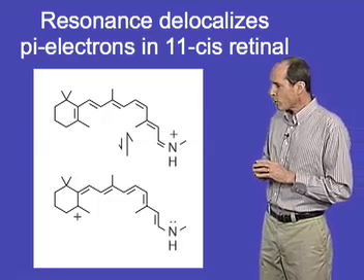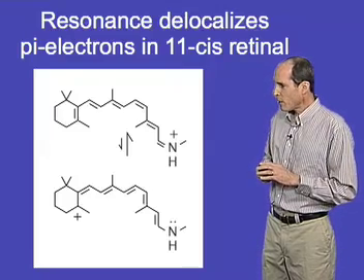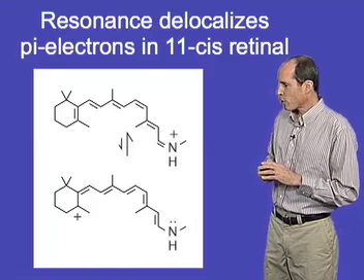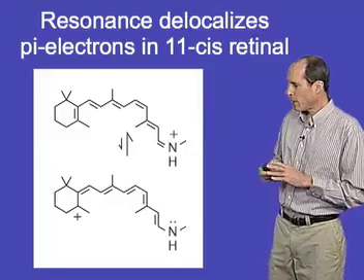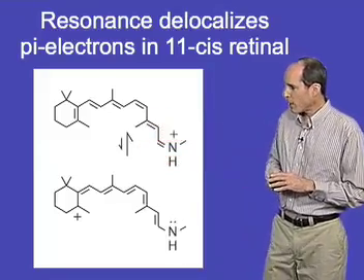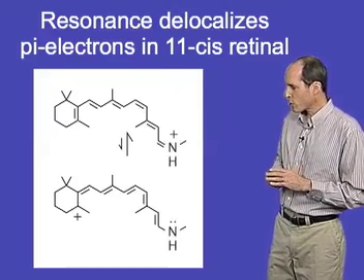The critical point with respect to spectral tuning is that the degree of pi-electron delocalization within retinal determines its absorbance spectrum. Now, retinal, being a conjugated polyene, as shown here with 6 double bonds, has a substantial amount of resonance and therefore delocalization of electrons.